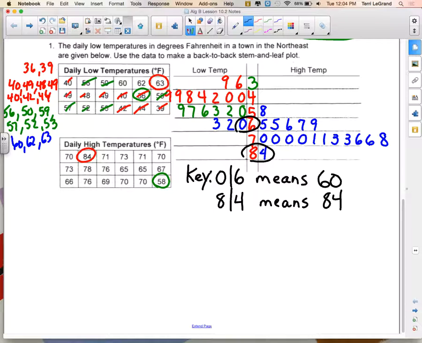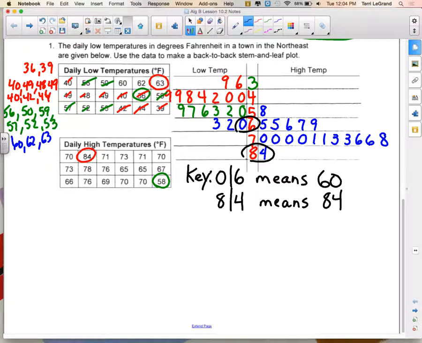Tell me, was the daily low temperature ever 70 degrees or above? No. What was the highest low? 63. 63, because when we're reading the table, it's the last leaf, the lowest one on the table, right? Yeah. Okay.